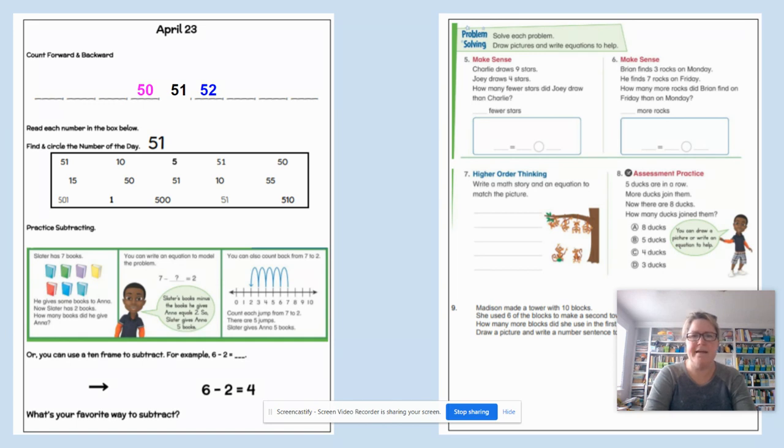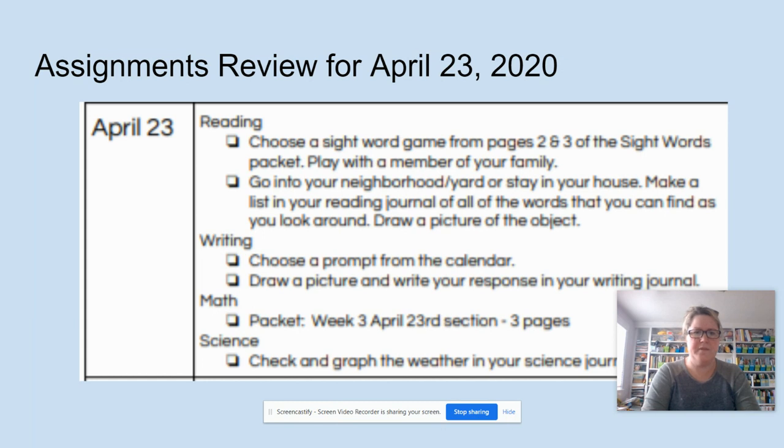It has some story problems on the next page where it says 5, 6, 7, 8, and 9. Those are all story problems, just like we would do in class. Okay, so now that I've gone over them, and like I said, they only have 2 pages in my section, I'm going to check off math because I just reviewed that.